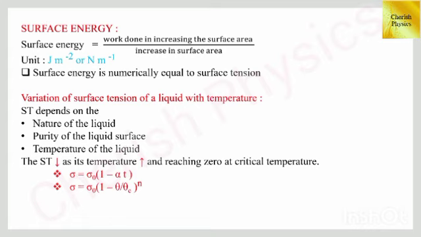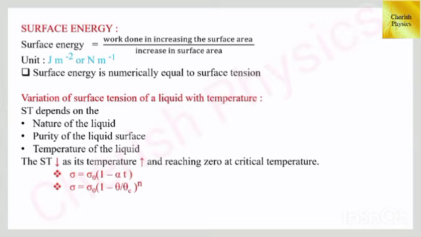Next topic, surface energy. It is defined as the ratio of work done in increasing the surface area to the increase in surface area. Its unit is joule per meter squared or Newton per meter. An important point, surface energy is numerically equal to surface tension. Next, let us see the variation of surface tension of a liquid with temperature. Mainly, surface tension depends on the nature of the liquid, purity of the liquid surface and temperature of the liquid. The surface tension decreases as its temperature increases, reaching 0 at critical temperature.